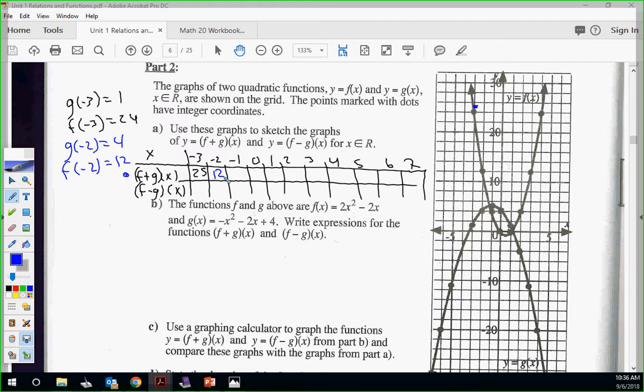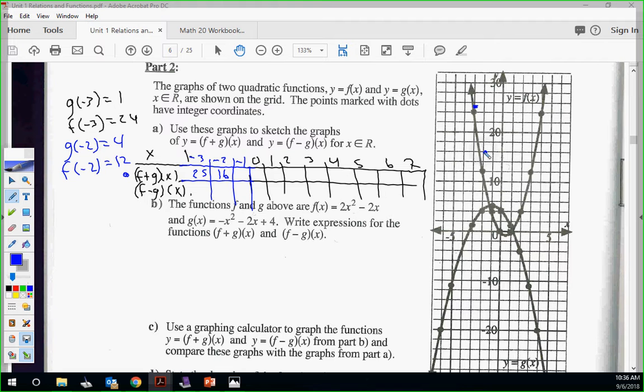Oh, yes, you do add them. Thank you. Forgot that main part there. Sorry, guys. All right. So what was this one? 25, right? And then 12 and 4. Thanks, Ollie. So 16. So the point is -2, 16. That's what we're going to plot. -2, 16. Right there.